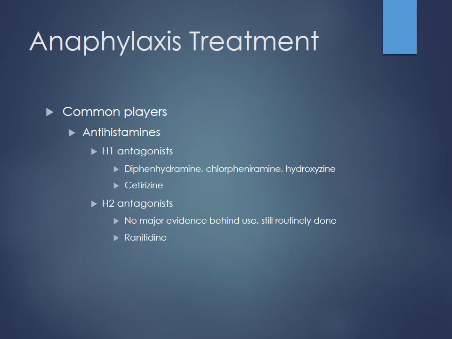And then sometimes they'll use H2 antagonists, so they'll add on things like ranitidine, because if you're having a lot of histamine release, you can see a lot of GI effects from that, increasing gastric acid secretion. So you can add on things like Zantac to help prevent any GI effects from occurring.